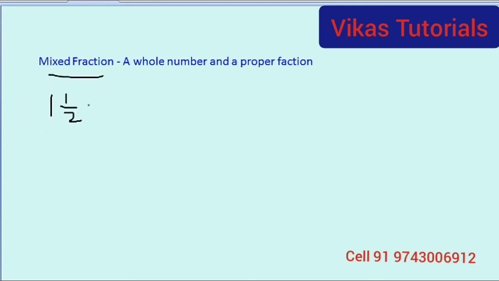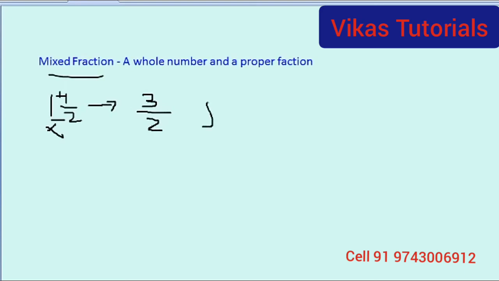Now we can convert mixed fractions into improper fractions. How to do that? First, you multiply the denominator of the proper fraction with the whole number. 2 into 1 is 2. Then add the numerator: 2 plus 1 is 3. So the answer is 3 by 2.